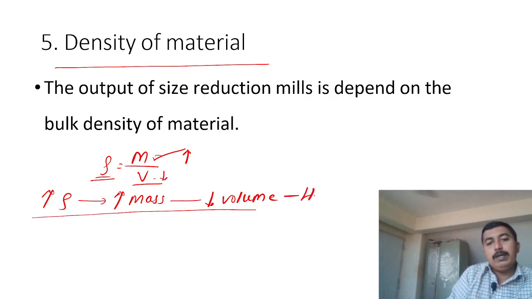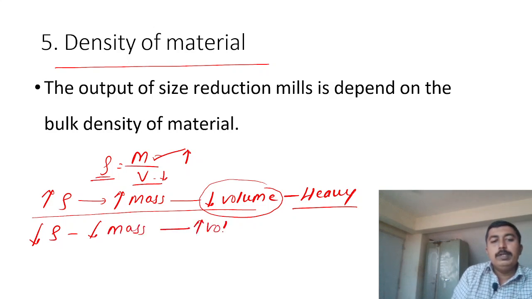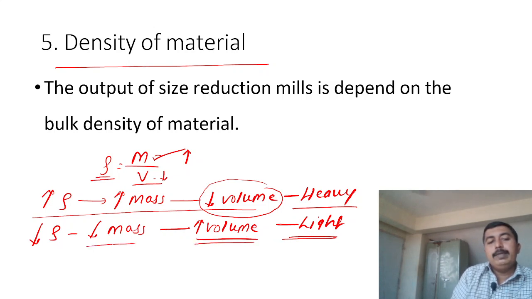Such materials are known as heavy material. What do we call this material? Heavy material. So these heavy materials occupy less volume, and exactly opposite, if density is less, it means the numerator is less and the denominator is more. So mass is in the numerator, so mass is less and it occupies more volume. So such materials are said to be light material. Why? Because these powders are light powder.